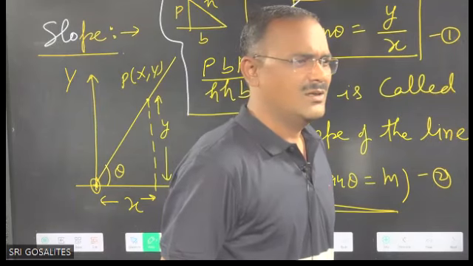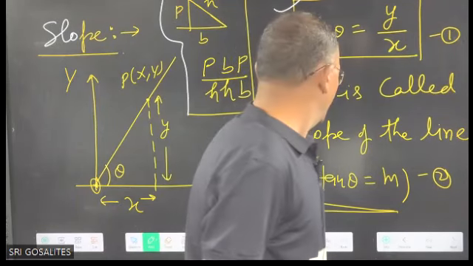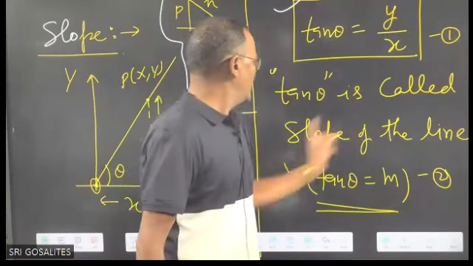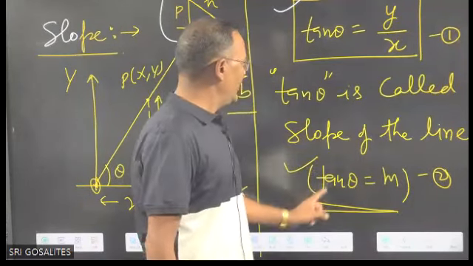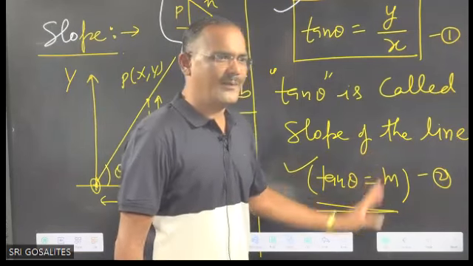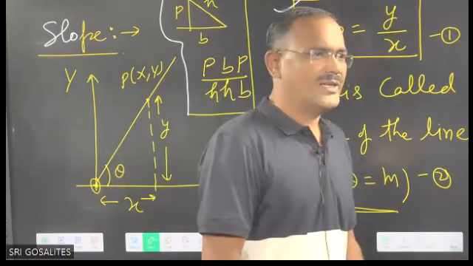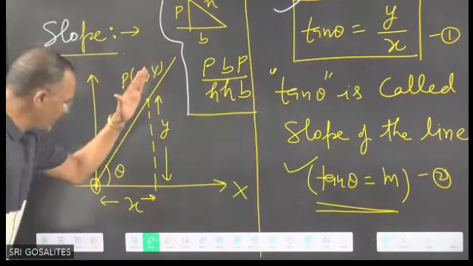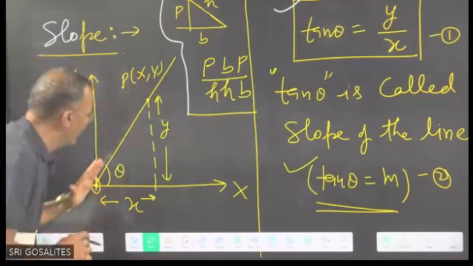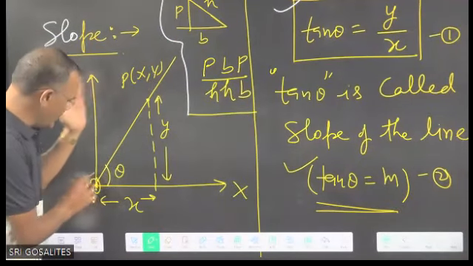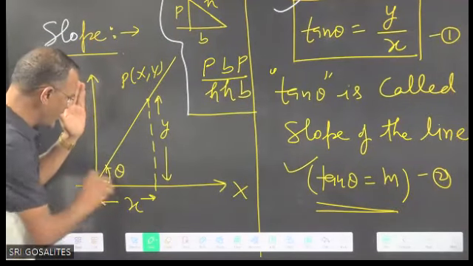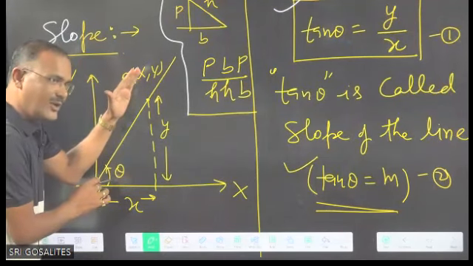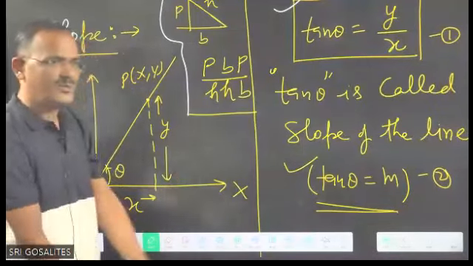So this is tan theta. Tan theta is called the slope of the line, and its value is equal to m. M is equal to tan theta. What is theta? The angle made by the line with the x-axis. The line going from the origin, how much angle is it making with the x-axis? The tan value of this angle is known as the slope.